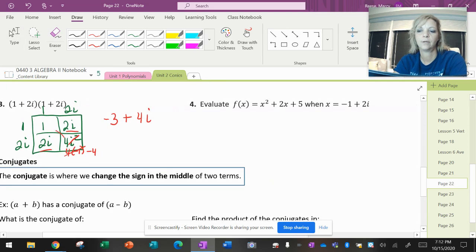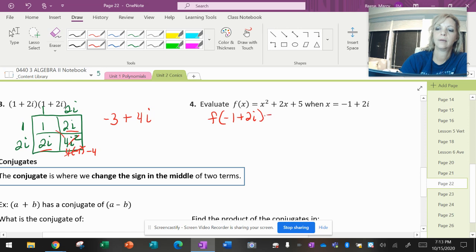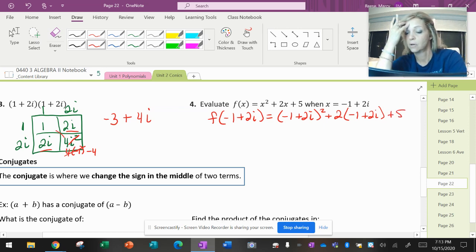All right, what do you think of those? Okay, 4. So they're saying evaluate f of x when x is equal to negative 1 plus 2i, which means all the x's are now negative 1 plus 2i. So you literally, I love this problem, replace every x with negative 1 plus 2i. There's so much good math here. Look at that. You're like, oh my God, Mrs. Reese, you got this, you got this.